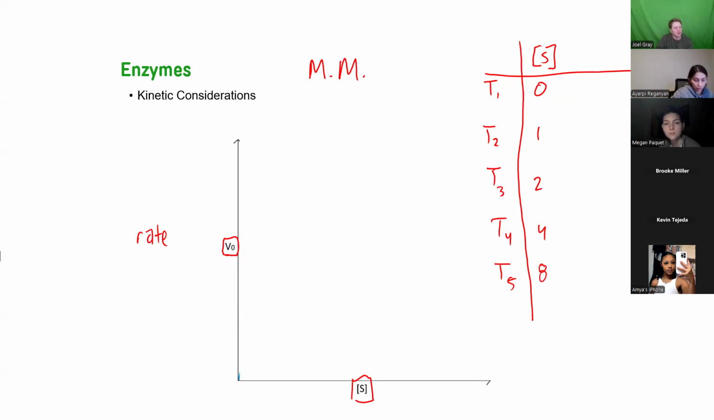Now, does anyone think that they have an idea of what your substrate concentration units would be? Typically, we'll go with moles, but we have to have a concentration. So something like molar. Molar would be crazy high, so let's go ahead and say something like nM, nanomolar. Small amount. So nanomoles per liter, nanomolar.